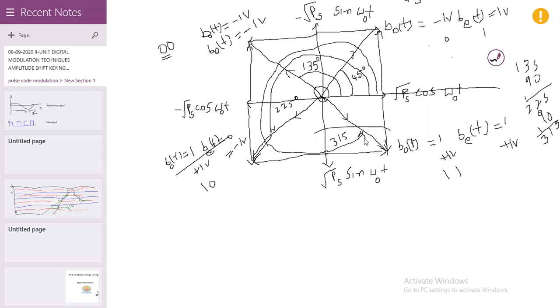Now here, a tabular column. So here b0(t), b1(t), and the phase angle of the carrier. The phase angle of the carrier from the reference carrier signal, the reference carrier signal.